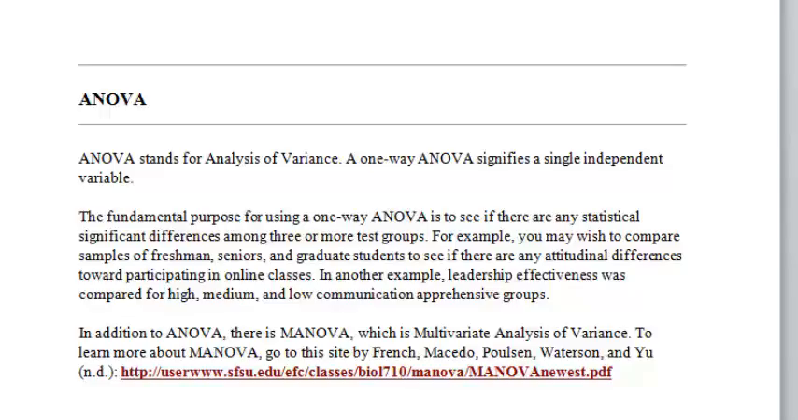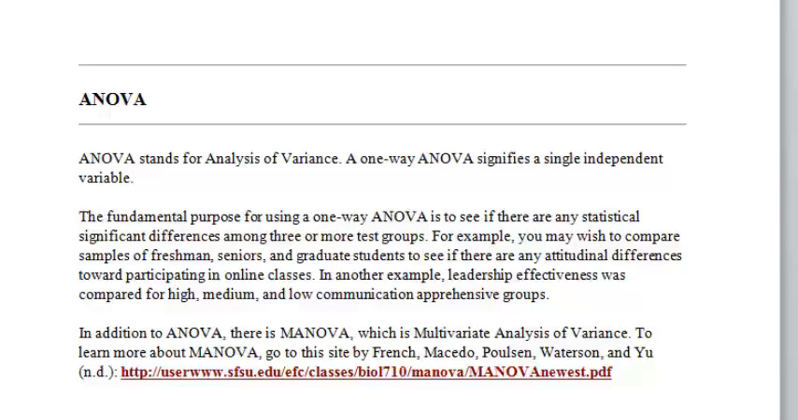So for example, you may wish to compare samples of freshmen, seniors, and graduate students to see if they have any attitudinal differences toward participating in online classes. So the variable would be participation in online classes, but you've got 3 different groups here: freshmen, seniors, grad students. You could have more. You could actually have freshmen, sophomores, seniors, or juniors. Let's not forget the juniors. So you could have multiple groups, but you have the one variable in a one-way ANOVA.